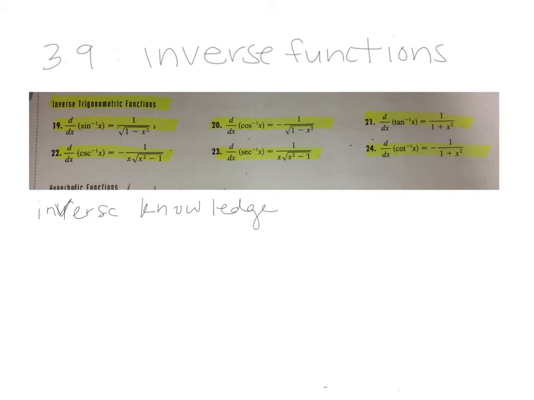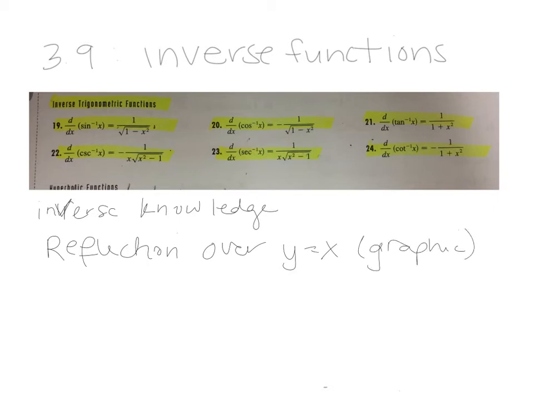From a previous class, the inverse, probably the most obvious one, is that it's a reflection over y equals x. That's the graphic definition of it. And that's what's happening. You're kind of rotating that graph so it's reflected over y equals x.